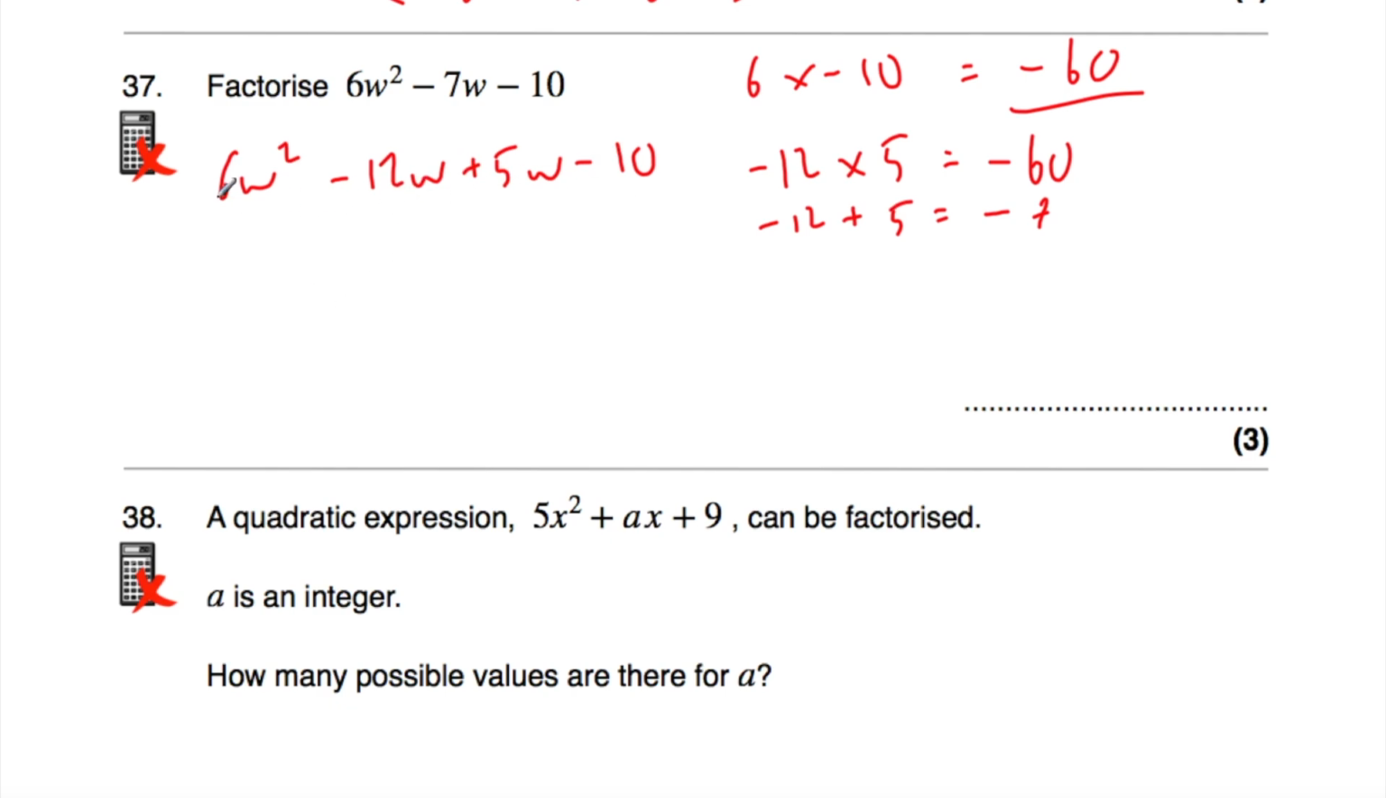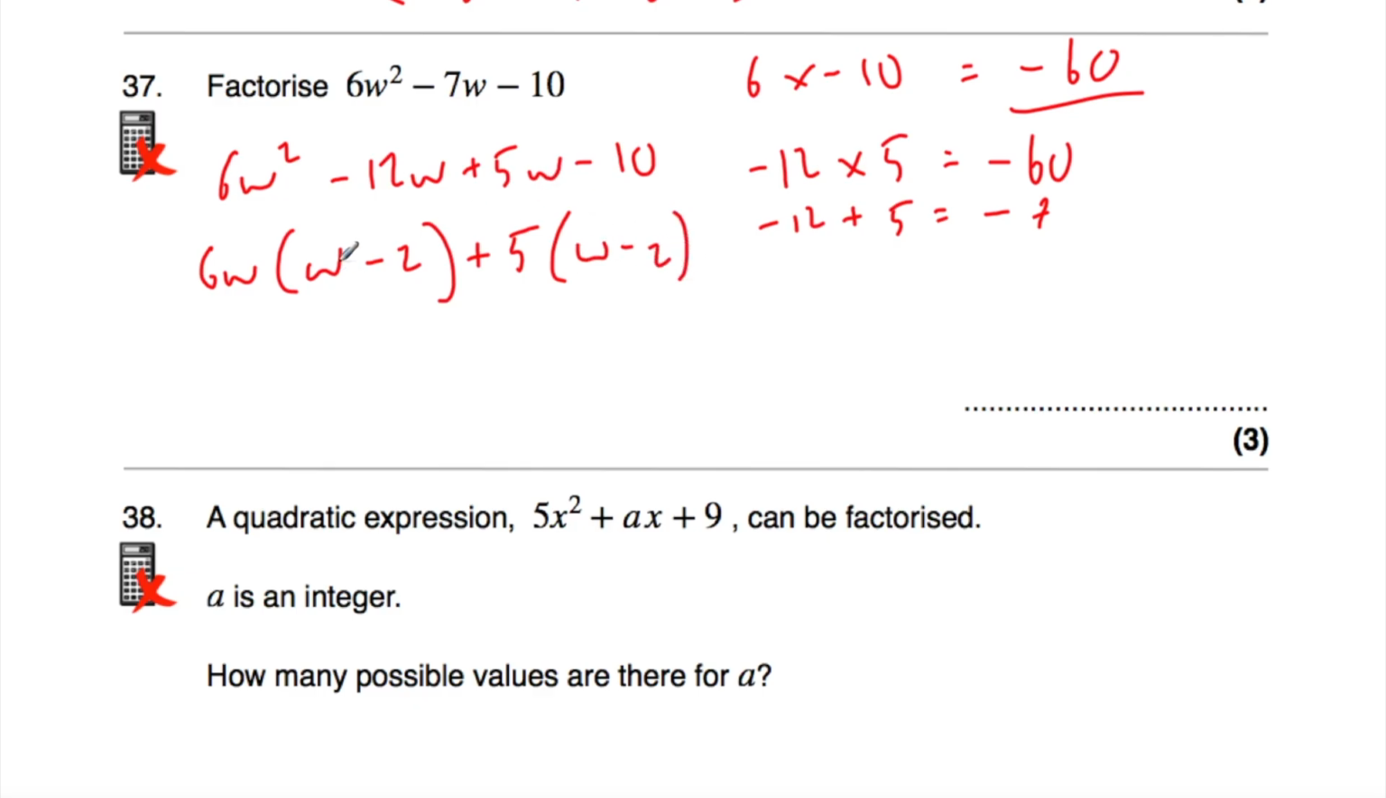Now let's factorize. So 6w squared minus 12w, we can take 6w out of both of those, so 6w, and then in brackets, 6w squared divided by 6w would be w, and then minus 12w divided by 6w would be minus 2, and then close brackets. And then plus, and we can divide both of these by 5, so 5, and then in brackets, we would have w subtract 2.